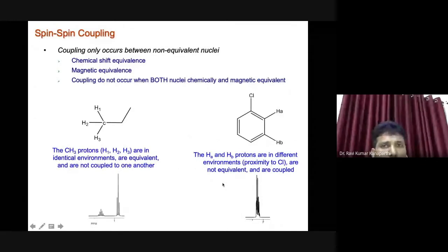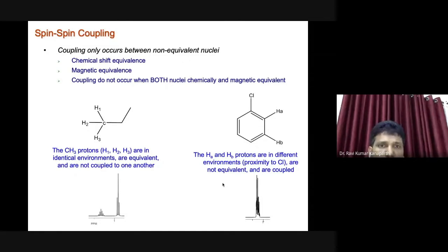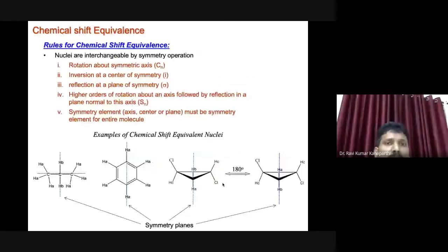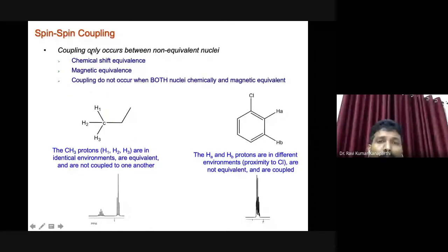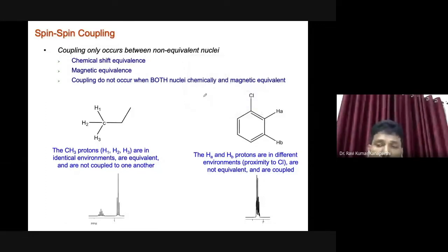So with this, we have come to a discussion of chemical and magnetic equivalence. Chemical shift equivalence as well as magnetic equivalence is a very, very important subject. As I told you, we start with the discussion that only non-equivalent nuclei will interact. A nucleus, if it has a non-equivalent nucleus on the adjacent carbon, the adjacent neighboring nucleus, then there is a possibility they interact and then we come across the fine structure, right?